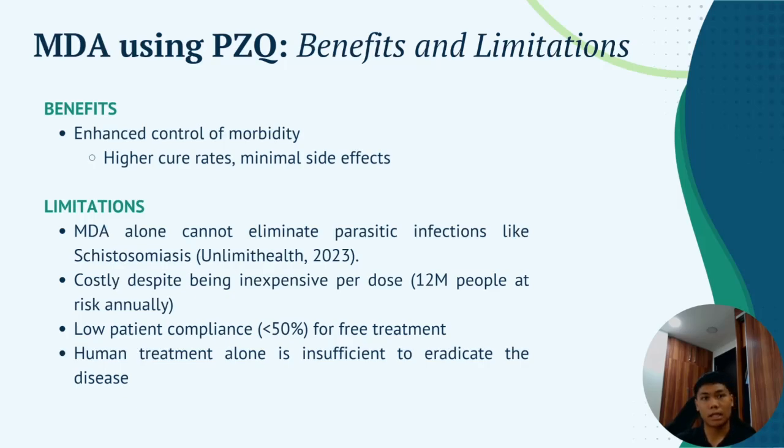However, the biggest limitation is that MDA itself cannot eliminate parasitic infections like schistosomiasis. PZQ as well may be inexpensive, but giving annual treatment to the 12 million people at risk can be costly, especially in a country like the Philippines. And in addition to this, in the studies, the patient compliance, even for free mass treatment, was less than 50%. And in another light, the researchers in various articles concluded that human treatment is insufficient to end schistosomiasis.